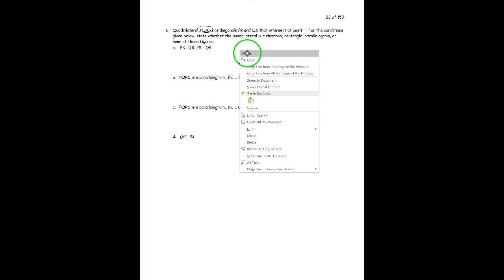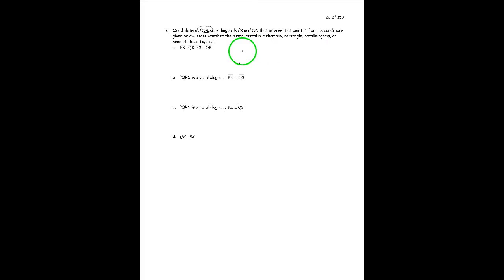I just erased that picture. I'm going to go ahead and draw these each separately here. So we know that PS, so P, Q, R, S. So PS is congruent to QR, and we know that PS is parallel to QR. So we have two segments that are equal in length and parallel.